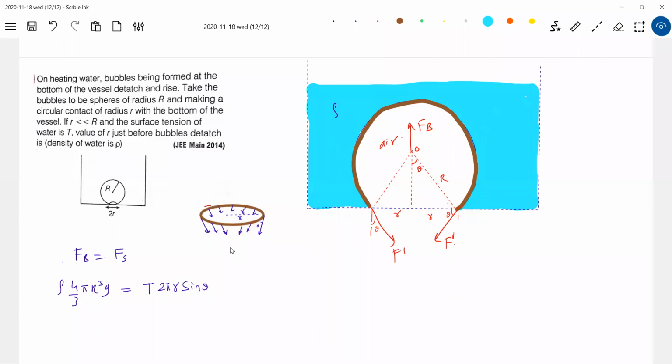What is sine theta from the diagram? Small r by capital R. So here pi 4 rho r cube by 3 g equals surface tension. Pi will get cancelled, so 2 also gets cancelled. Sine theta, what can you write it as? Sine theta will be small r by capital R.